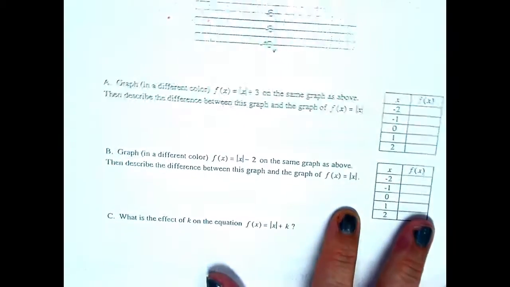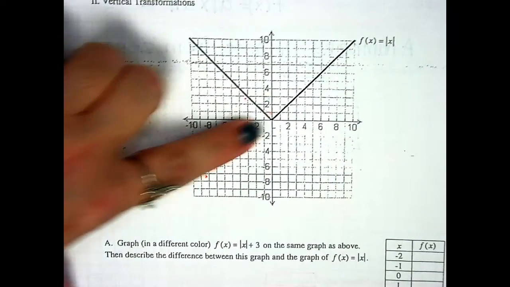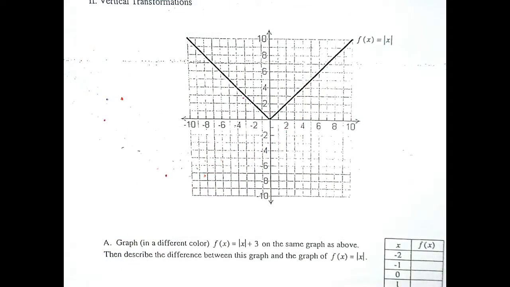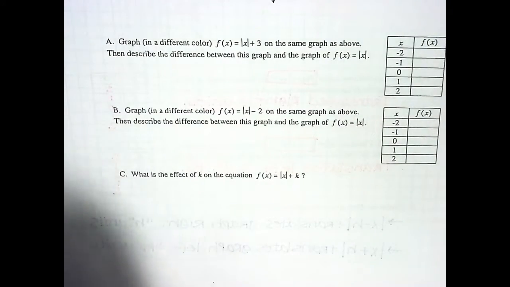Moving on. Okay, these are going to be vertical transformations. The parent function is already graphed for us, so we don't have to do that. So part A says graph in a different color.